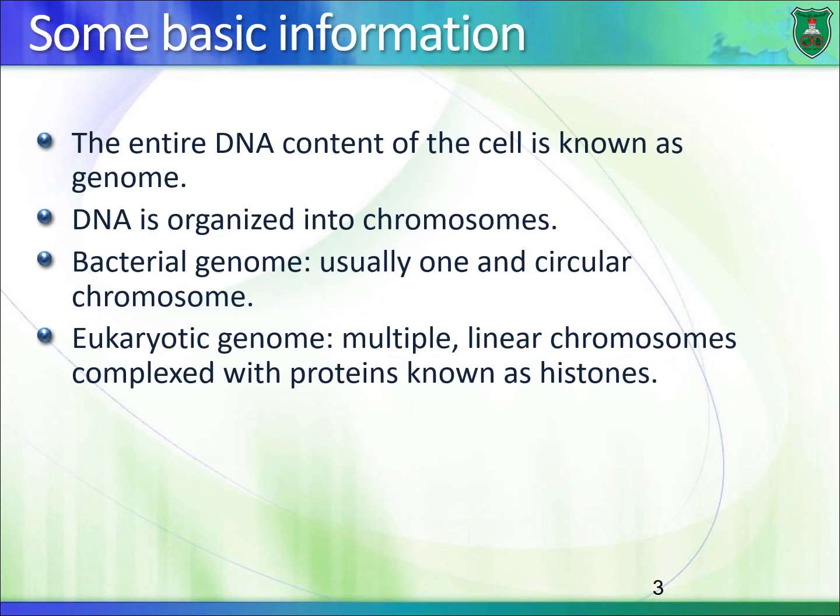So a genome is basically the entire content of a cell. All 46 chromosomes in our somatic cells are known as a whole genome, and DNA is organized as chromosomes in our cells. You already know that. Now in bacteria there is only one chromosome and it is circular. However, in eukaryotic organisms like yeast and human, DNA is organized as linear chromosomes, and they are complexed with histones.